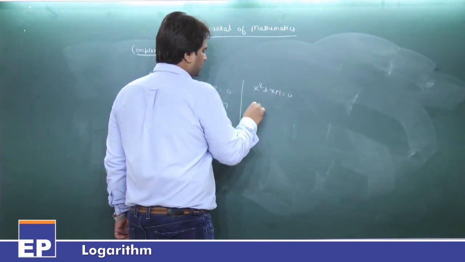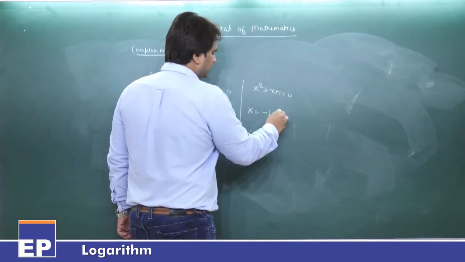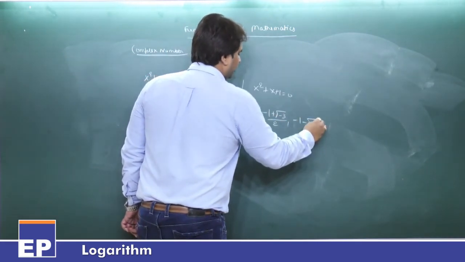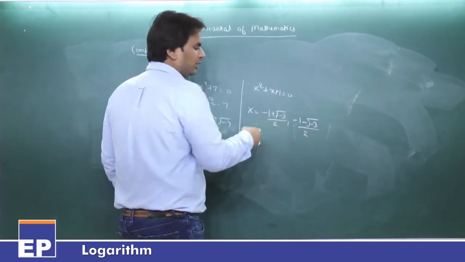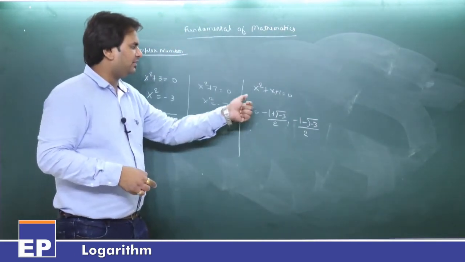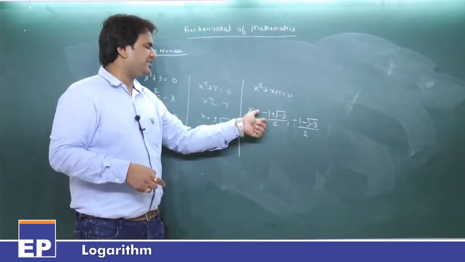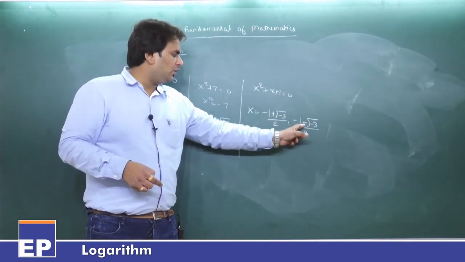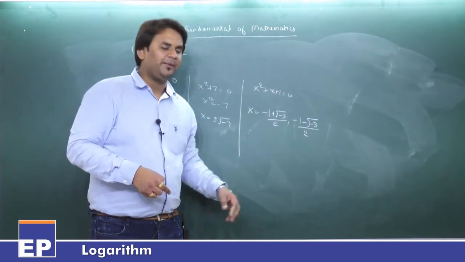What are the solutions of this? x is equal to minus 1 plus under root of minus 3 divided by 2, comma, minus 1 minus under root of minus 3 divided by 2. I calculated this root in the previous class: x square plus x plus 1 is equal to 0. What was x? x is equal to minus 1 plus under root of minus 3 by 2, comma, minus 1 minus under root of minus 3 divided by 2.